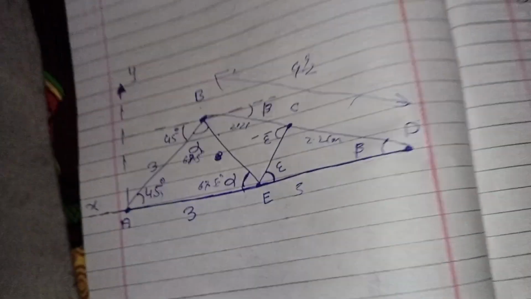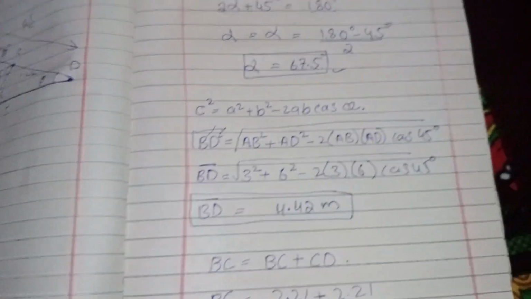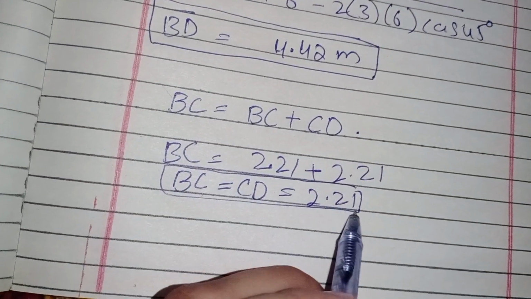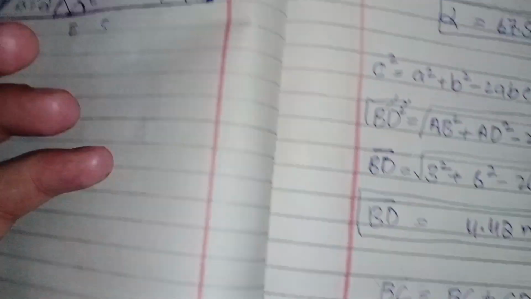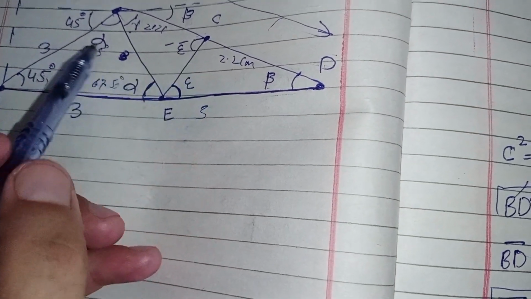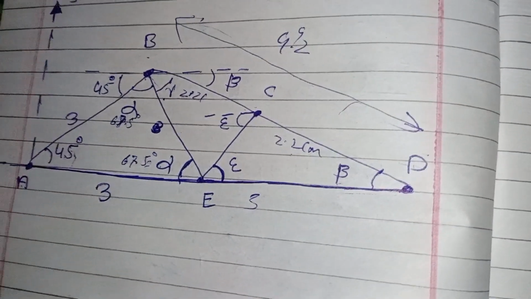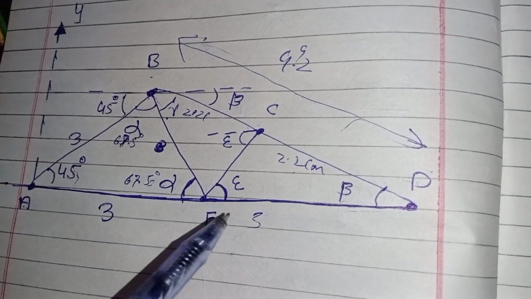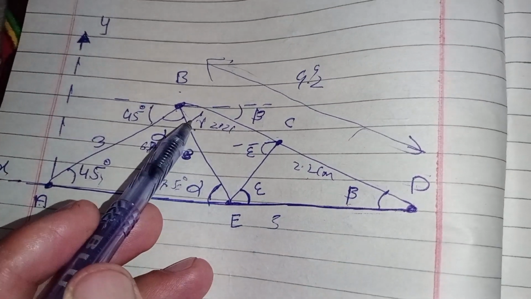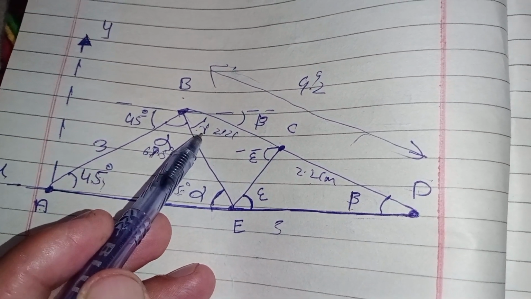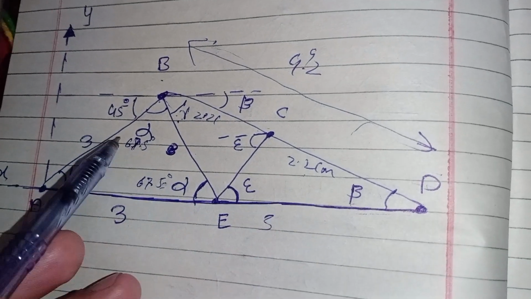Okay, so once this length is found, we can use the sine law to find this angle gamma, and this angle and this angle.